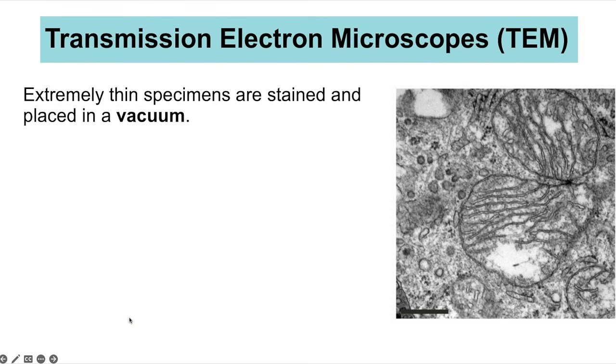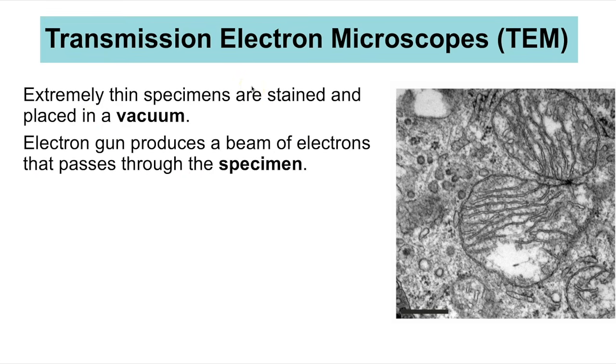Now, we did talk about some differences between the transmission and the electron microscope. We're going to go into it in a bit more detail. For a transmission electron microscope, because the electrons are transmitting or passing through the specimen, that means the specimen has to be sliced extremely thin, and you'd need to stain it as well, then you put it in a vacuum.